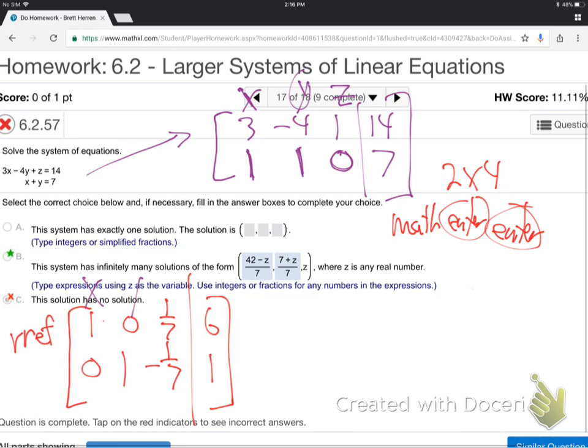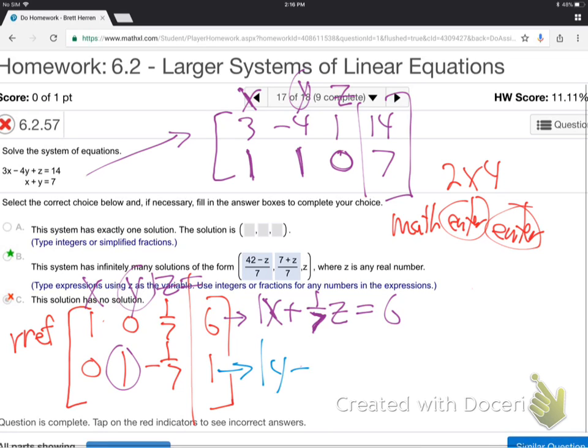Remember, this is x, this is y, this is z, this is equals. So this says 1x plus 1/7 z equals 6. That's what that says, right? What does the second equation say? This says 1y minus 1/7 z equals 1. Well, these are equals. Everybody see how I came up with that? See what I'm doing there?